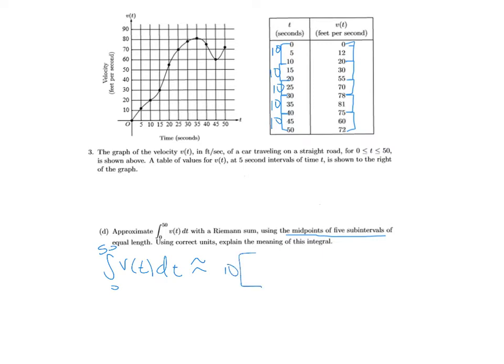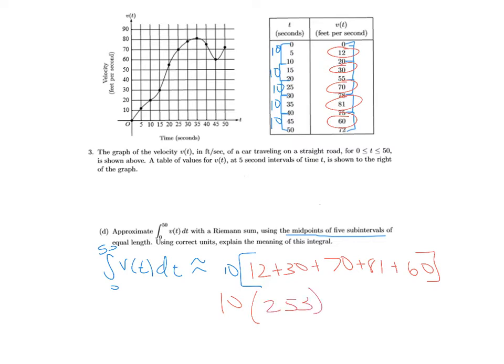So the midpoint is the middle. Instead of using left or right, I'm going to circle all the ones I'm going to use. So 12 plus 30 plus 70 plus 81 plus 60. Now, on the AP exam, you can actually leave it like that. You don't have to simplify it at all. I did simplify it, and I got 253 on the inside. So 2530. And then it does ask for use correct units.